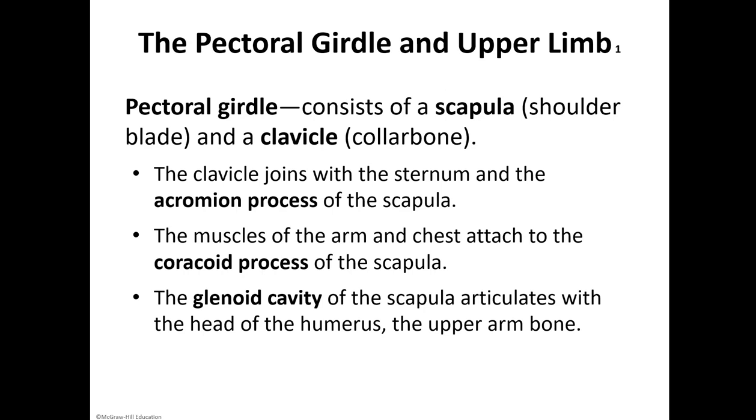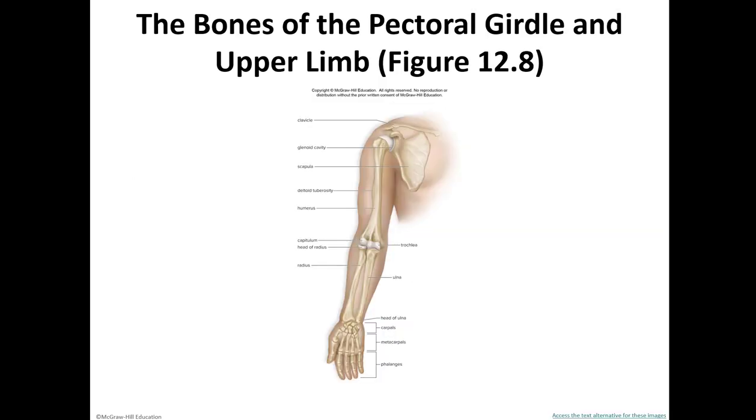The glenoid cavity of the scapula articulates with the head of the humerus, or the upper arm bone, and that forms your shoulder socket. Here's a picture showing you the clavicle, the glenoid cavity, the scapula, the humerus, the radius, and the ulna. You can also notice the elbow joint, the trochlea, and the capitulum, linking in with the head of the radius and the ulna.